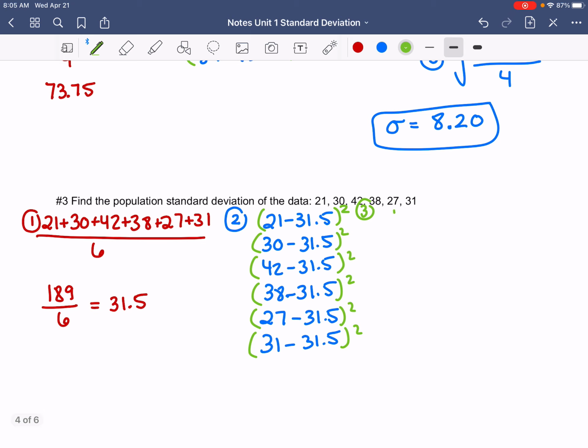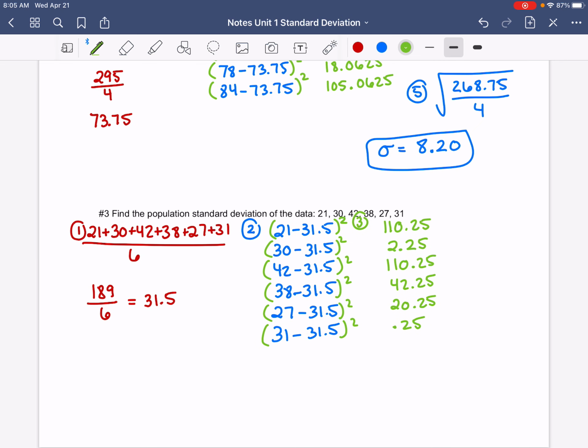So it was 110.25, 2.25, 110.25, 42.25, 20.25, and then just 0.25. So for step 4 now, I'm going to go ahead and add all of these together, and then we're going to divide by, since it says population, we're just going to use n, which there was 6 pieces.